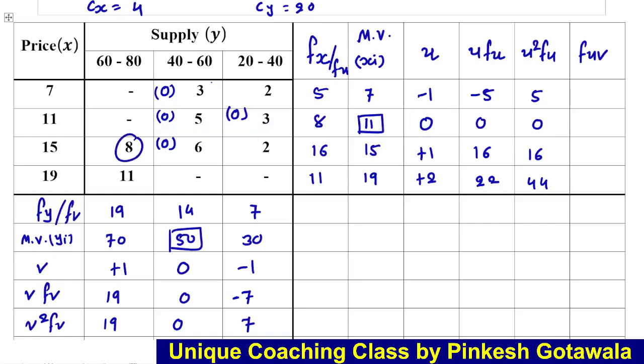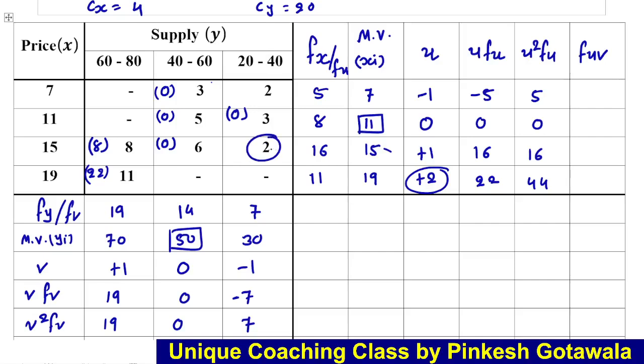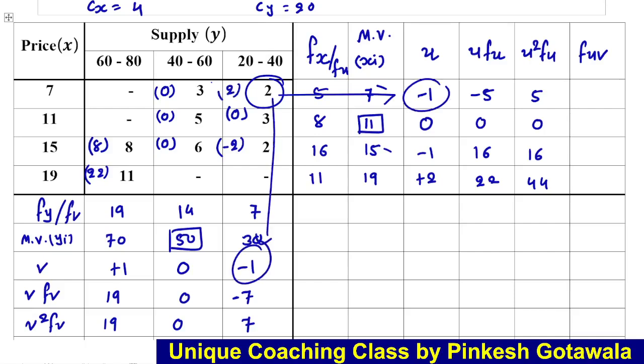So now what remains? This 8. Let's solve this 8. This side plus 1 and this side also plus 1, so you will get 8. Here 11, this side plus 1, this side plus 2, so you will get 22. Now 2: this side plus 1 and this side minus 1, so plus minus becomes minus. And the last, these 2: this side minus 1, this side also minus 1, so minus 1 into 2, you will get plus 2.